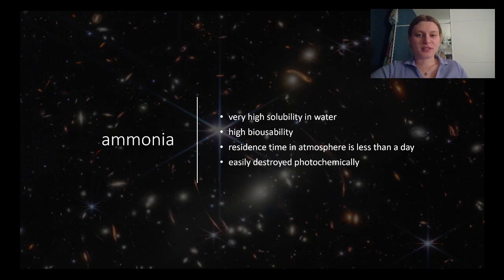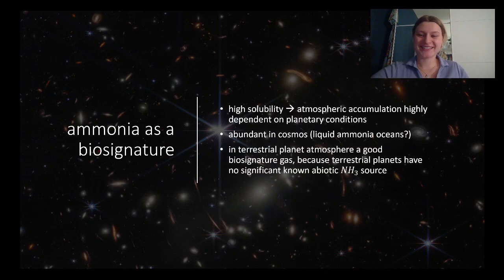Ammonia. You've probably already heard about ammonia a lot in chemistry class. It has a very high solubility in water and a very high bioavailability, and it is also a greenhouse gas. But its residence time in the atmosphere is less than a day, so I'll be talking about that a bit later. But ammonia also gets easily destroyed photochemically, which is also something you really need to know because I'll be mentioning that a lot.